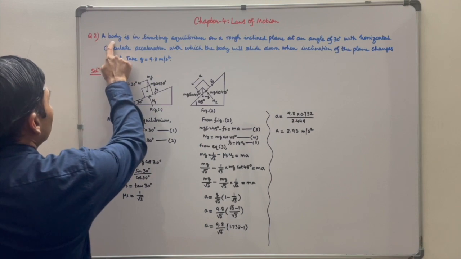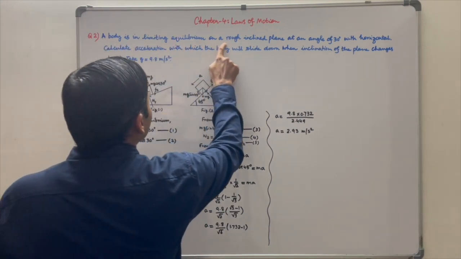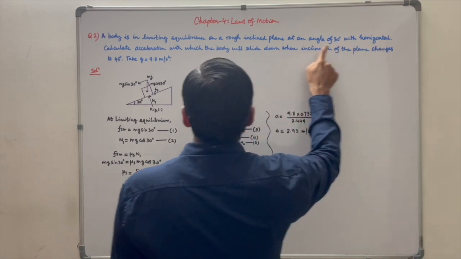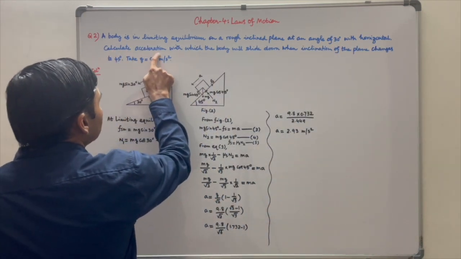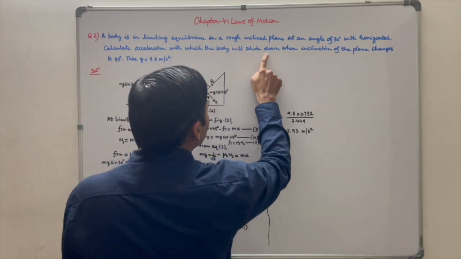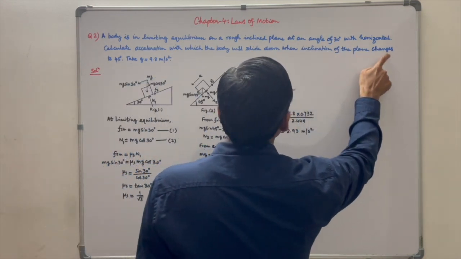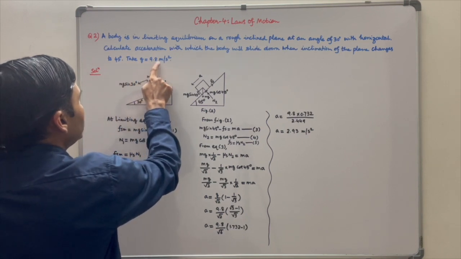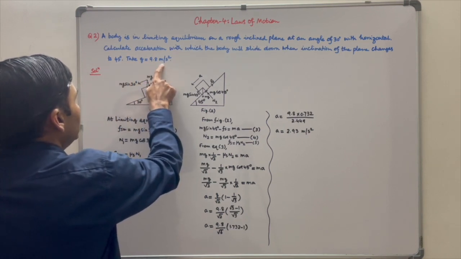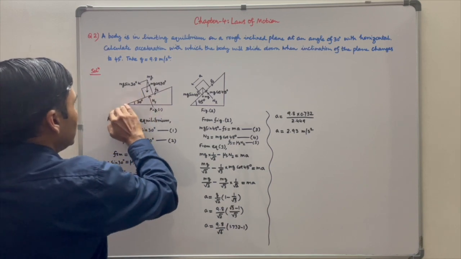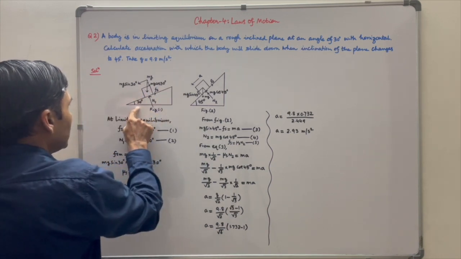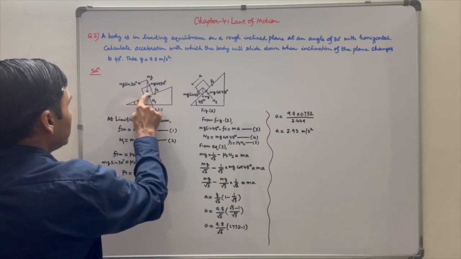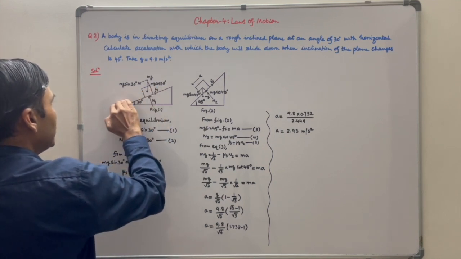Second question: a body is in limiting equilibrium on a rough inclined plane at an angle of 30 degree with horizontal. Calculate acceleration with which the body will slide down when inclination of the plane changes to 45 degree. Take g is equal to 9.8 meter per second square. Suppose a block is kept on inclined plane. Angle of inclination is 30 degrees. This block is in limiting equilibrium. That means it is about to slide.